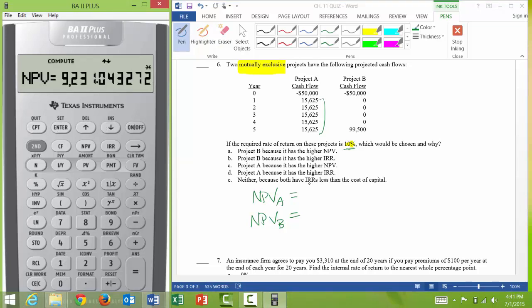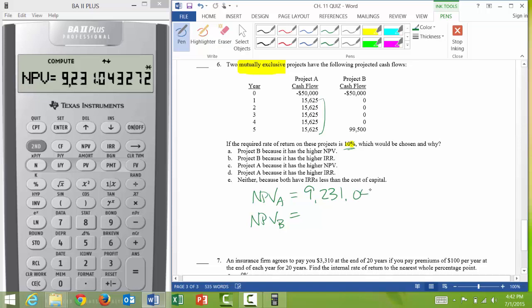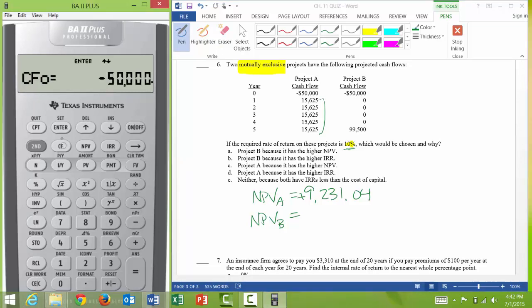So I get the NPV for A is $9,231.04. So it is positive, it's not negative. And then we'll look at the cash flows for project B. So let me go back to the cash flow register, and I'll hit second, clear work, and for cash flow 0, I'll enter 50,000 negative again.